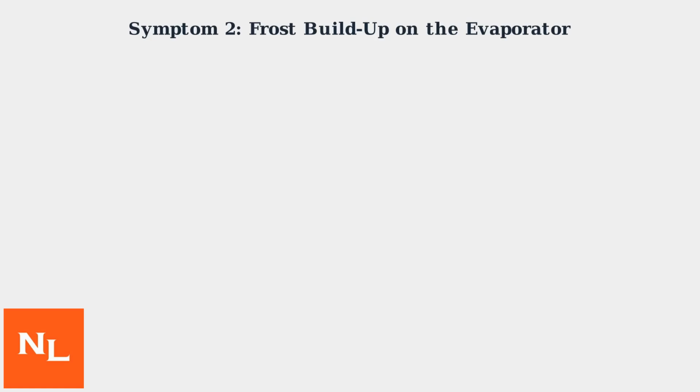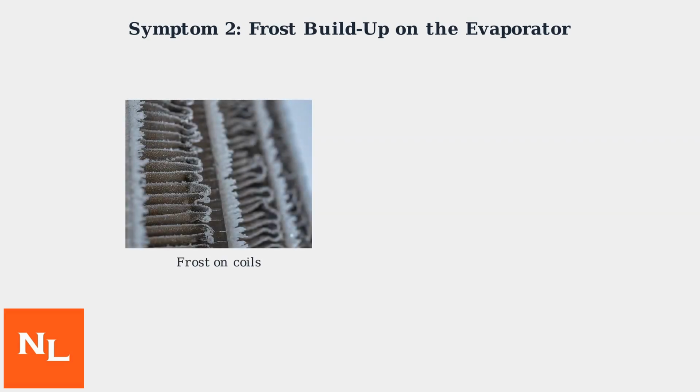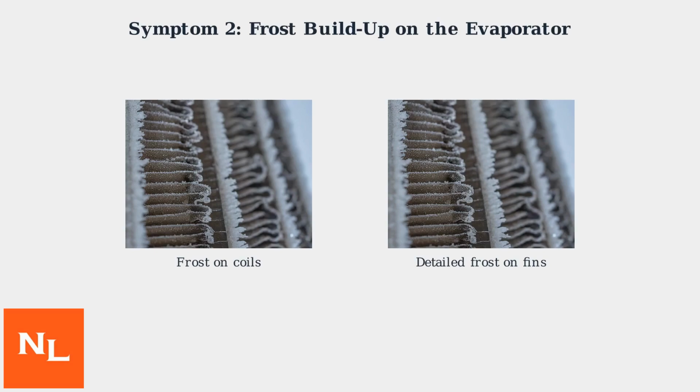This happens when the valve overexpands the refrigerant, causing the evaporator temperature to drop below freezing. Moisture in the air freezes on the coils, creating visible frost patterns that restrict airflow. The frost forms delicate, spiky patterns along the edges of the metal fins, further reducing cooling efficiency.